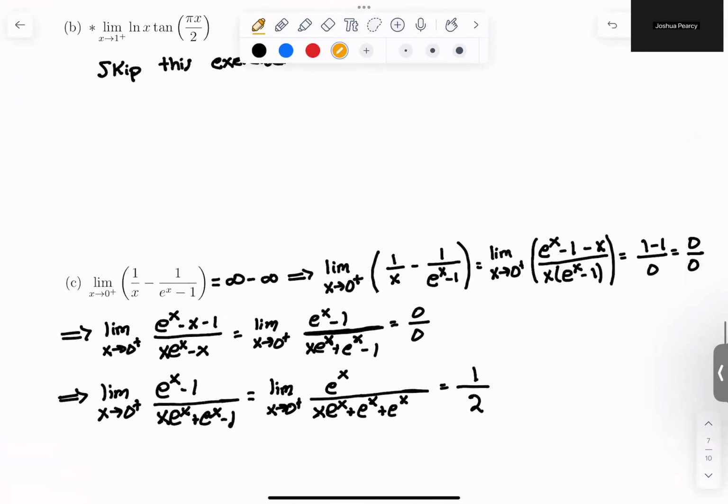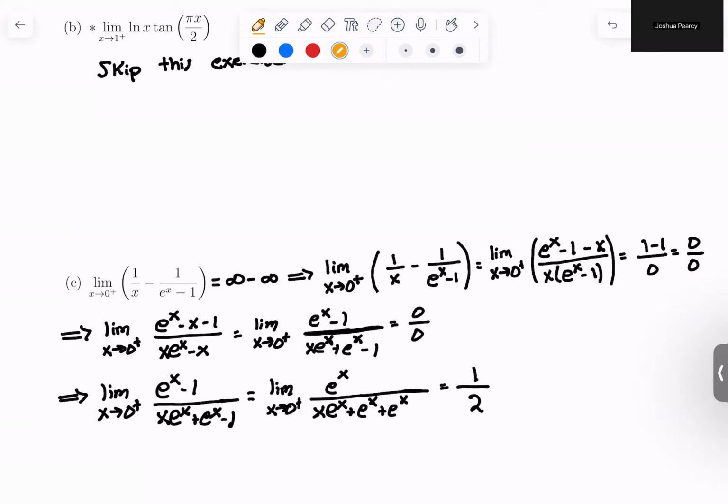So here I need a common denominator of x times (e to the x minus 1). So I have to multiply this here by (e to the x minus 1) over (e to the x minus 1). Here I need to multiply by x over x. When I do that, I end up with the limit as x goes to 0 from the right of (e to the x minus 1 minus x) over (x times (e to the x minus 1)). Letting x go to 0, I have a type 0 over 0 here. So I can apply L'Hopital's rule.